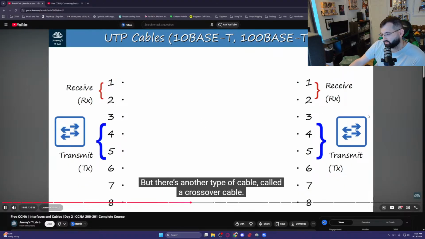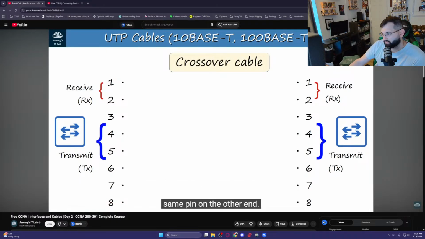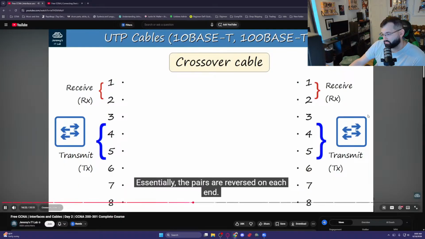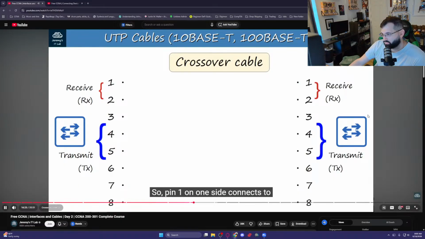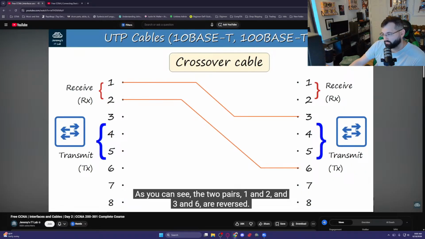But there's another type of cable, called a crossover cable. In a crossover cable, a pin on one end of the cable doesn't connect straight to the same pin on the other end. Essentially, the pairs are reversed on each end. So pin 1 on one side connects to pin 3 on the other side, and pin 2 on one side connects to pin 6 on the other side. As you can see, the 2 pairs, 1 and 2, and 3 and 6, are reversed.